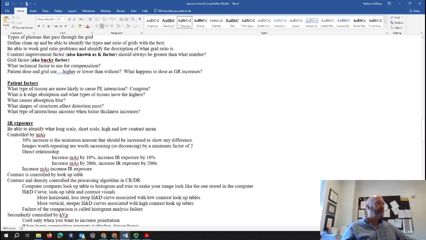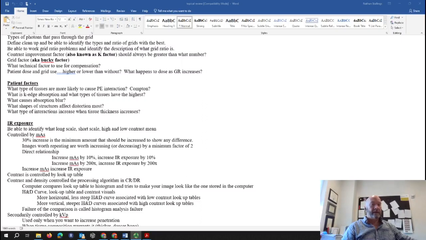So then we'll get to patient factors. What type of tissues are more likely to cause photoelectric interactions? That would be bone, something with a high Z effective number, higher effective atomic number like bone. And anything that is more similar to water is going to create more Compton interaction.